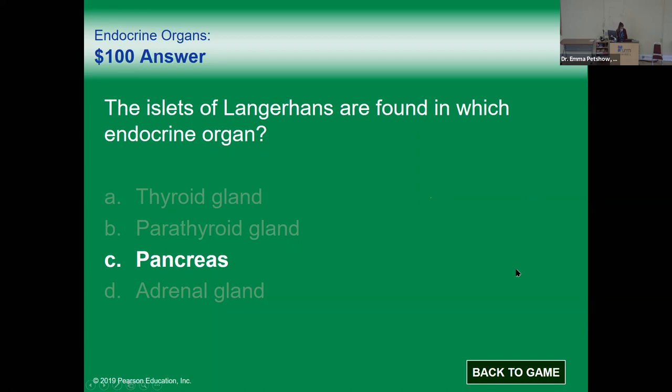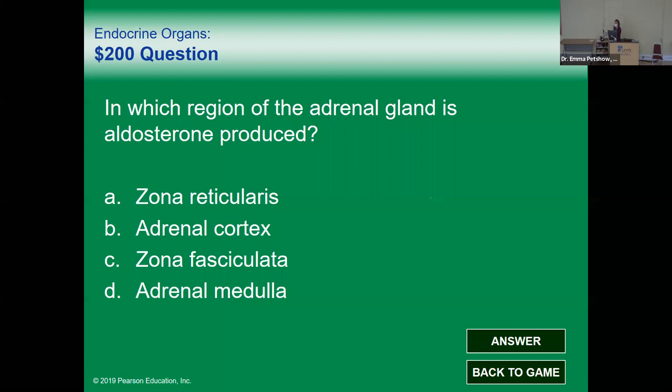In which region of the adrenal gland is aldosterone produced? We had a picture of this the other day after our practice test. See how good our memory is. Is it the zona reticularis, the adrenal cortex, the zona fasciculata, or the adrenal medulla? And then after this, always refer back to that picture and definitely know those zones. They love these questions. Adrenal cortex. Nice job.